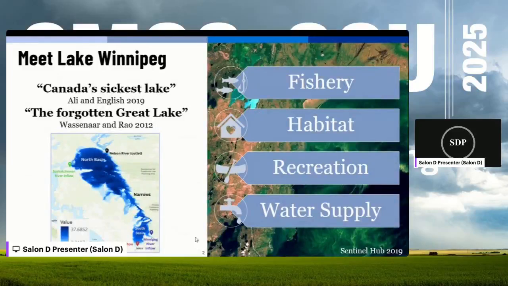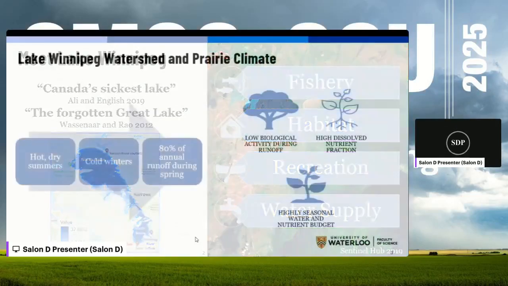Now, I'm sure I'm preaching to the choir here when I present Lake Winnipeg as a major research and management priority. In the literature, it's been called both Canada's sickest lake and the forgotten Great Lake, which I think perfectly illustrates why it's such a research interest. It's a major fishery, an important habitat, a major recreational site, and an important water supply for the region.